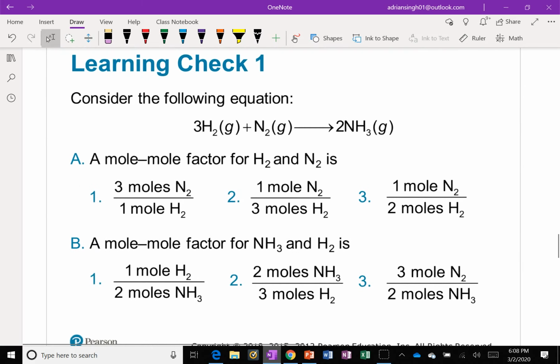All right, let's take a look at another equation. So here we have hydrogen reacting with nitrogen to make NH3, which is ammonia. So before we get to the question, what type of a reaction is this? Combination.